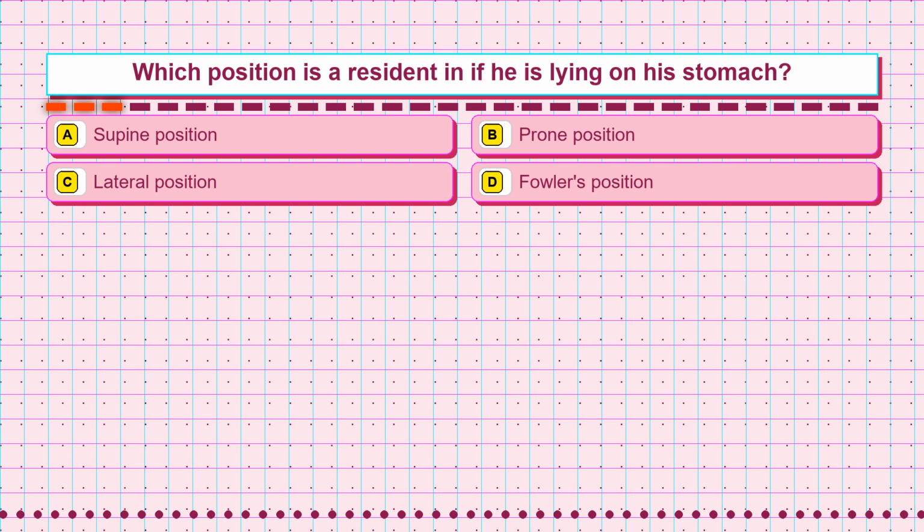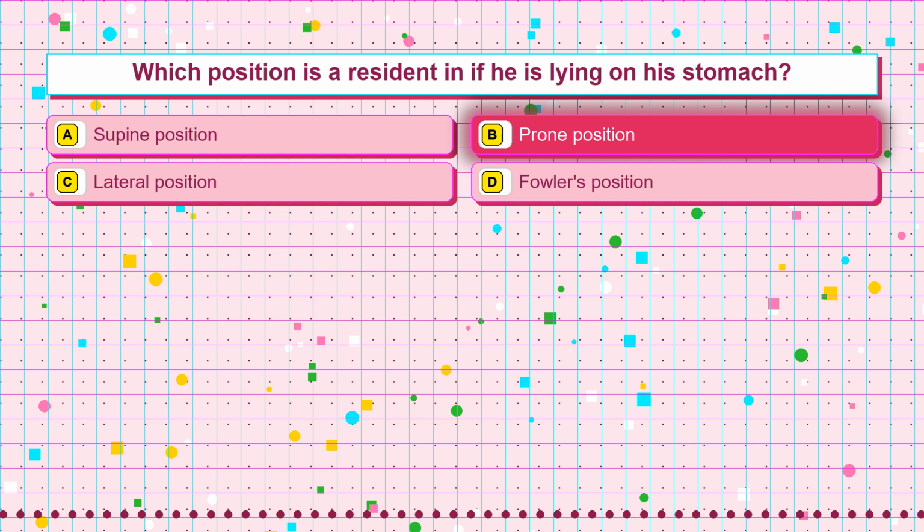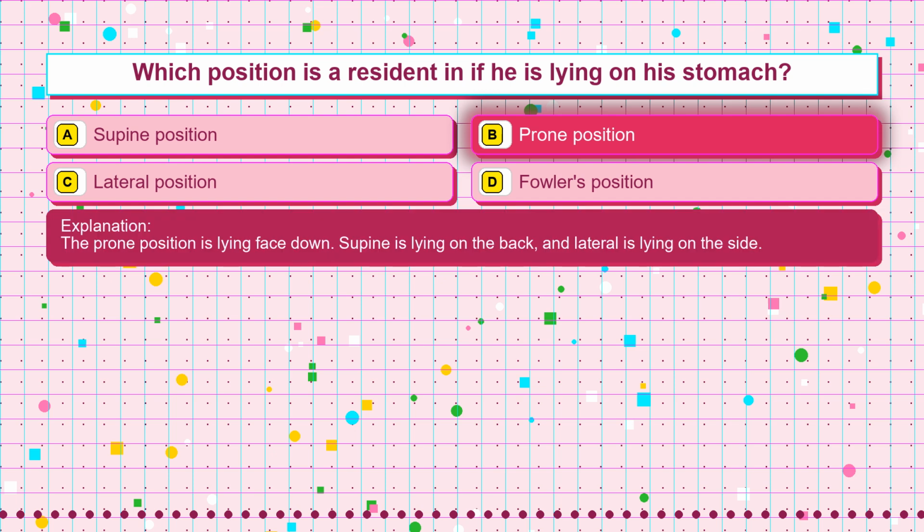Question 4. Which position is a resident in if he is lying on his stomach? Option A, supine position. Option B, prone position. Option C, lateral position. Option D, Fowler's position. The correct answer is option B, prone position. The prone position is lying face down, supine is lying on the back, and lateral is lying on the side.